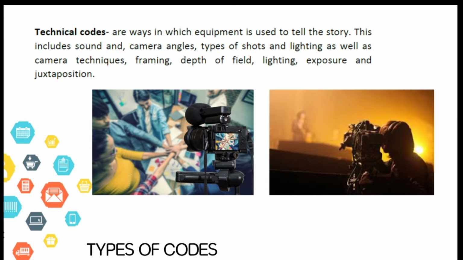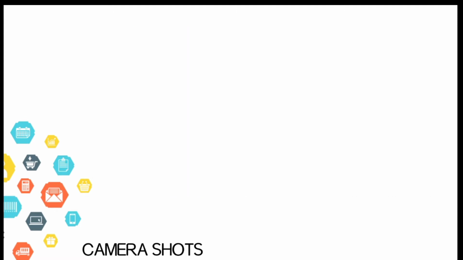So, it includes sounds, camera angles, types of shot, lighting as well, and camera techniques, framing, depth of field, lighting, exposure, and juxtaposition. So, yung susunod dyan is this is the kinds of camera shots. Okay, this is under technical codes. So, nandito na tayo sa, kumbaga, parang sa tamang pagkuha na. And ano ba yung mga ibig sabihin nila?